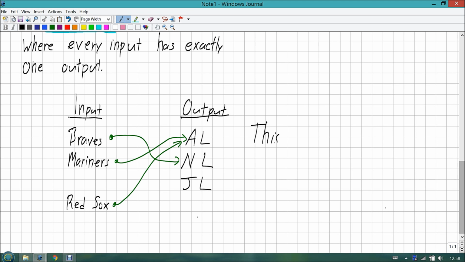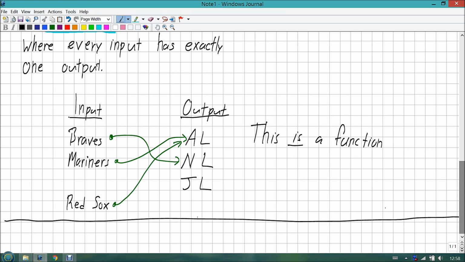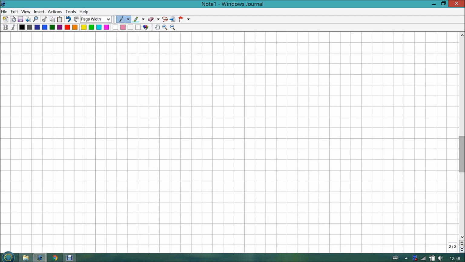So I'm going to write that over here. This is a function. A function is a relation where every input has exactly one output. Now we're going to move on to how we show this mathematically.